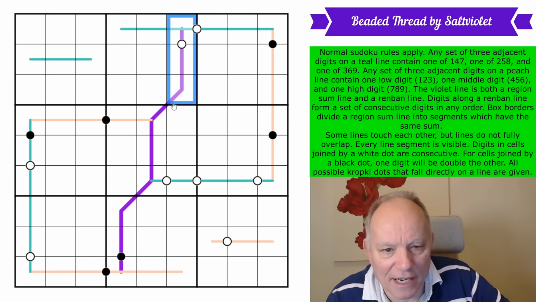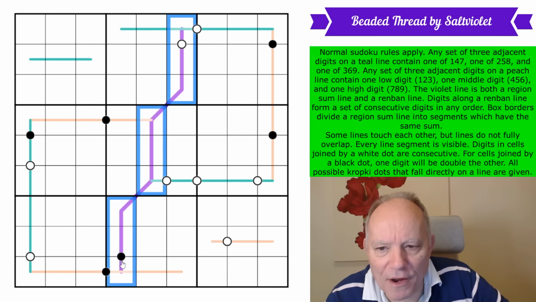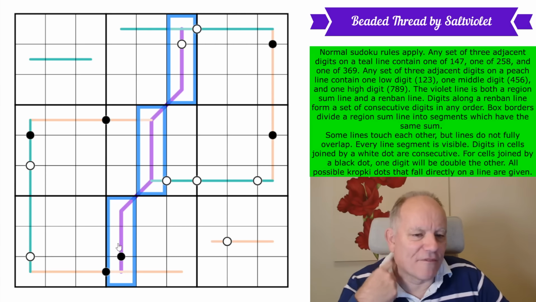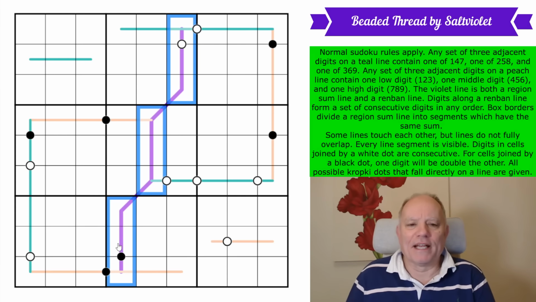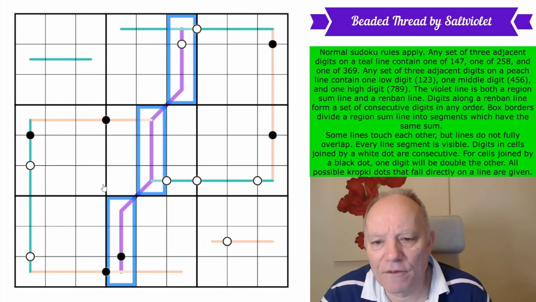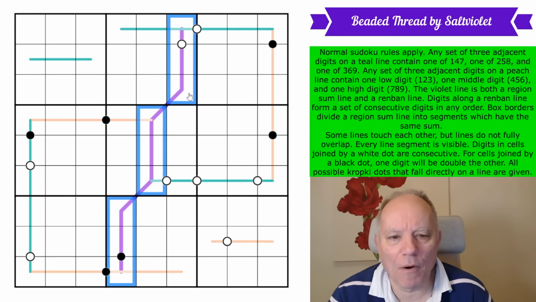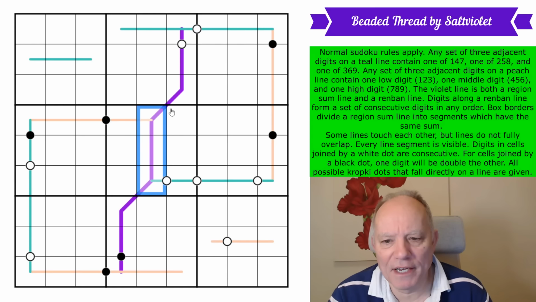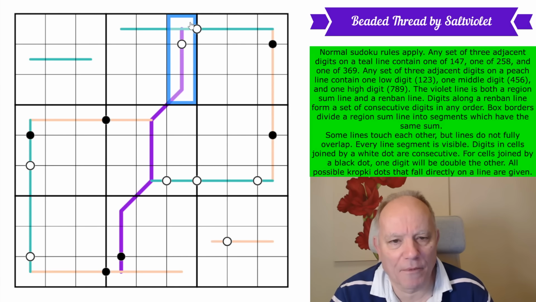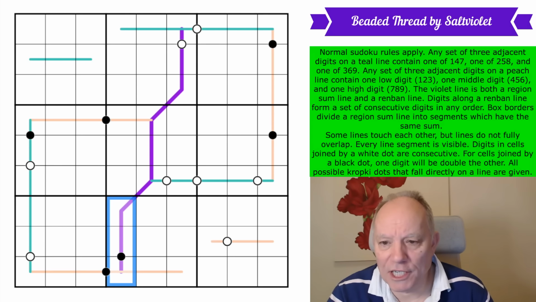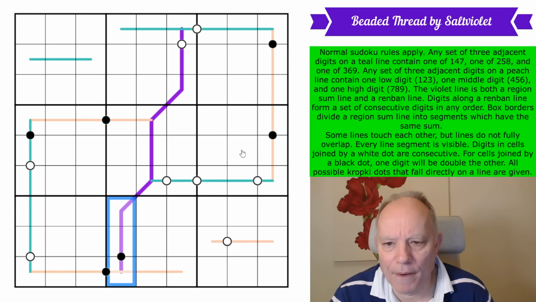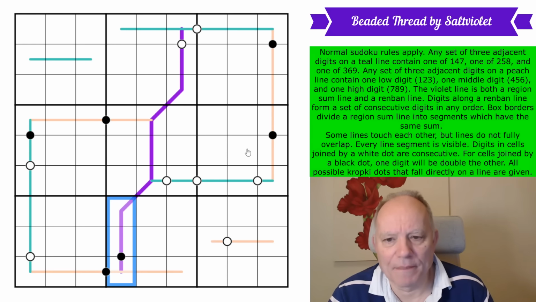Now the violet line, that's this baby, is both a region sum line and a renban line. So the renban feature means that digits along it form a continuous set, although they can be in any order. And the region sum aspect means that box borders are dividing the line into segments with the same sum. So that segment will have the same sum as that one and that one. Some lines touch each other, but lines don't fully overlap. So there's no line hiding another line. Don't worry about that. Every line segment is visible.